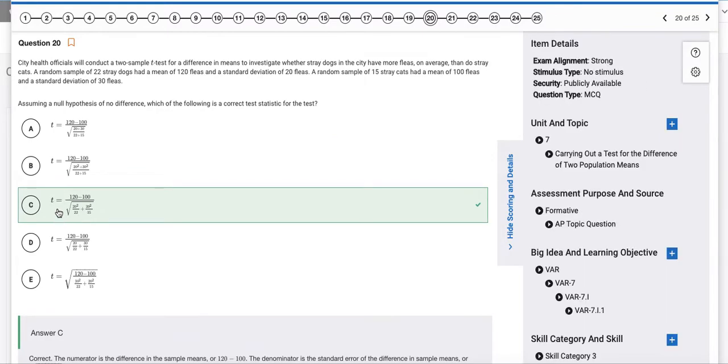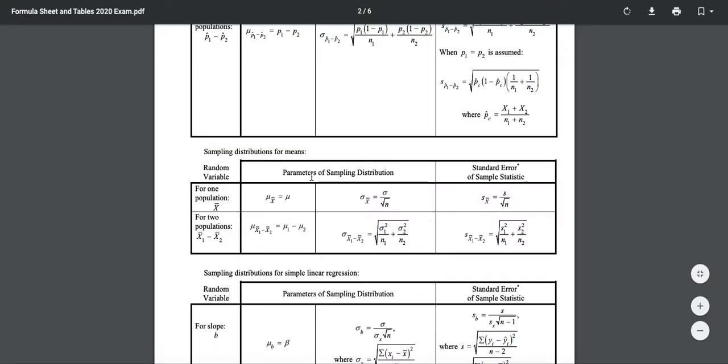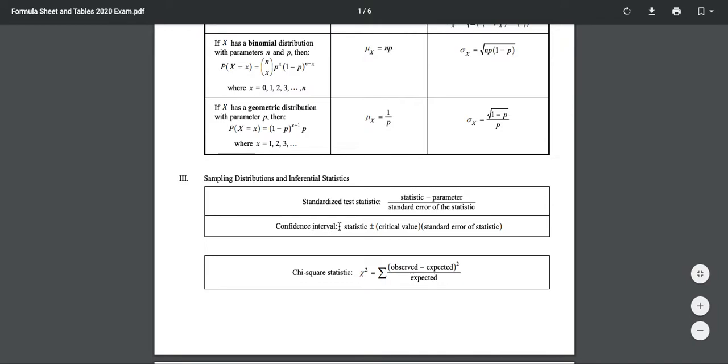Number 20, same thing. Refer back to your formula sheet. Refer back to your standardized test statistic, your t-score formula.